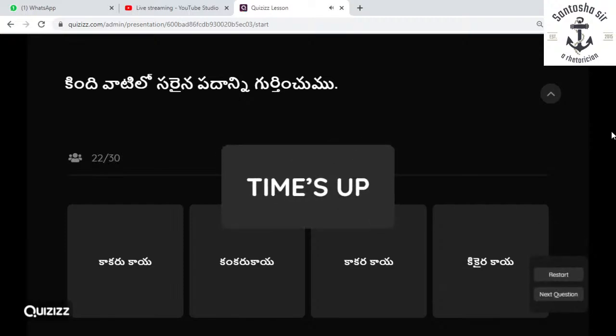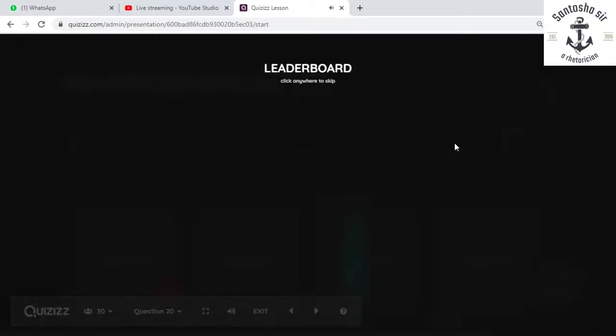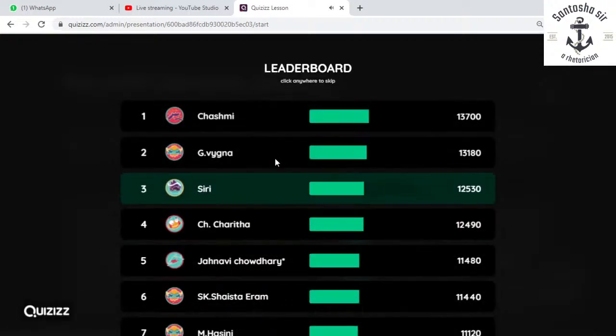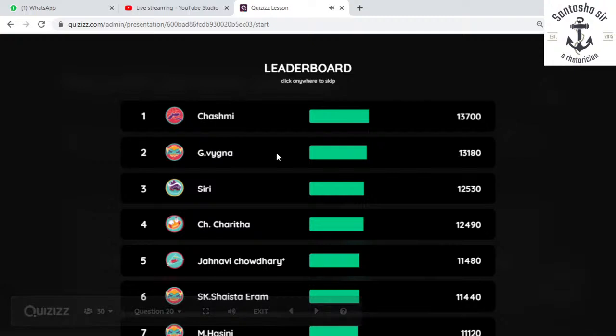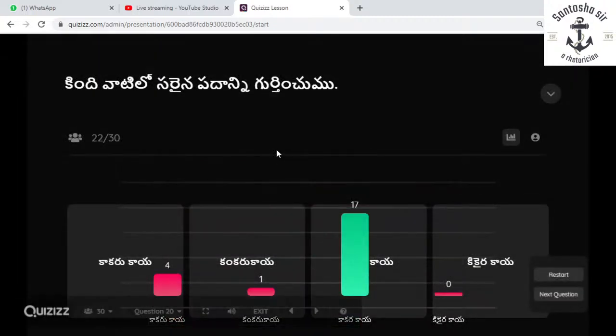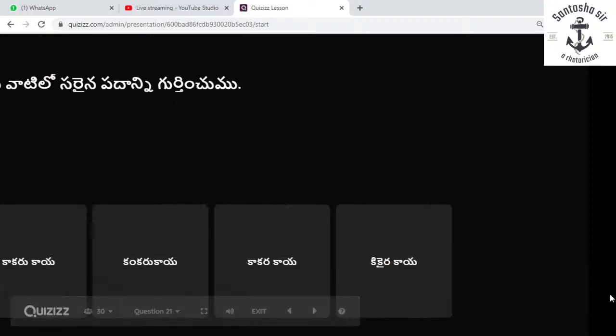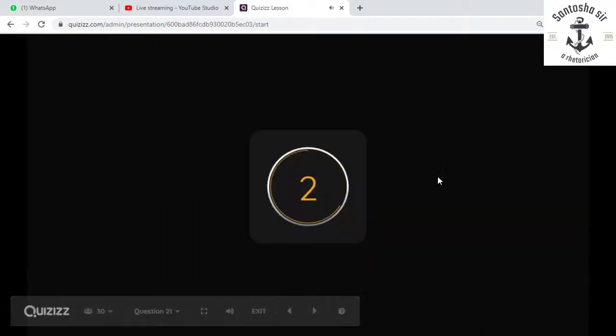There ends the time. 22 members answered out of 30 participants. And Chashmi, Vaignya, Siri, Charita. These are the top four positions. 17 members answered this question correctly. See how appropriate you answer and how quick you answer will change your scores. So moving on to the next question. Question number 21.